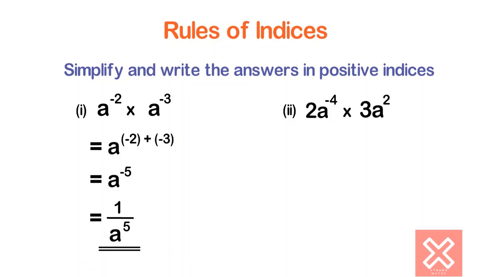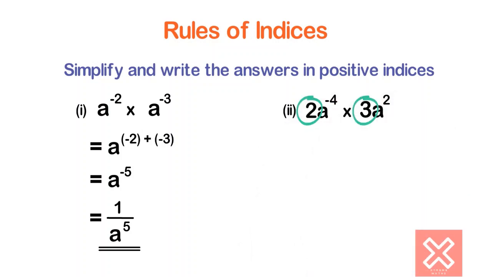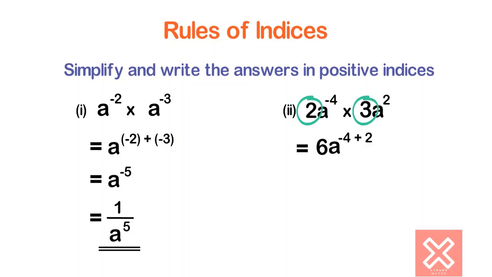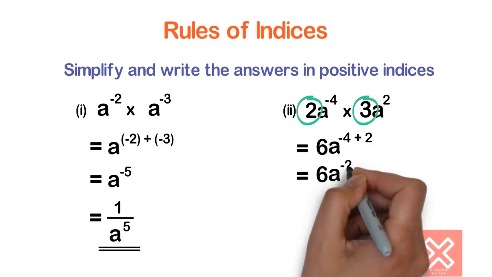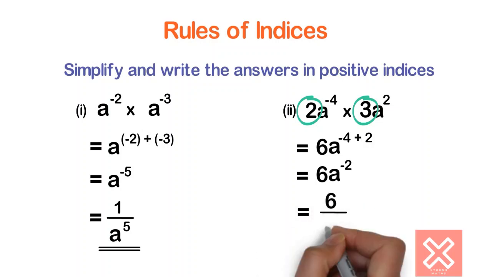2a to the power minus 4 times 3a to the power 2. First, you can multiply the numerical values: 2 times 3, 6. A to the power minus 4 and a to the power plus 2. These have the same bases in multiplication, so you can add the indices. 6, a to the power... different signs are there, so you have to subtract: minus 2. Then just take a to the power minus 2 below the line to convert it to a positive index: 6 over a to the power 2.